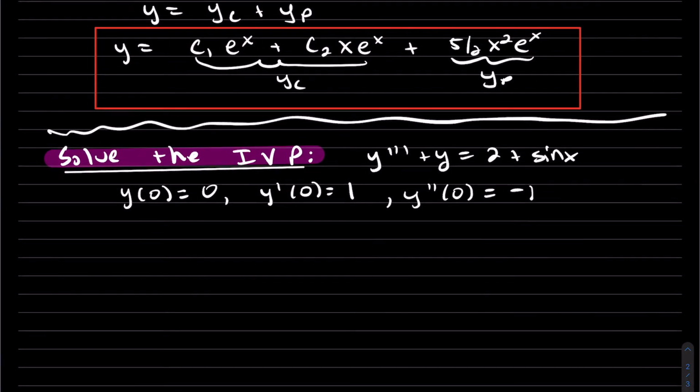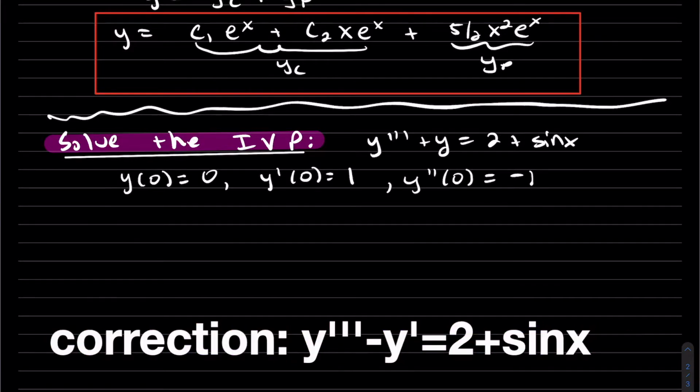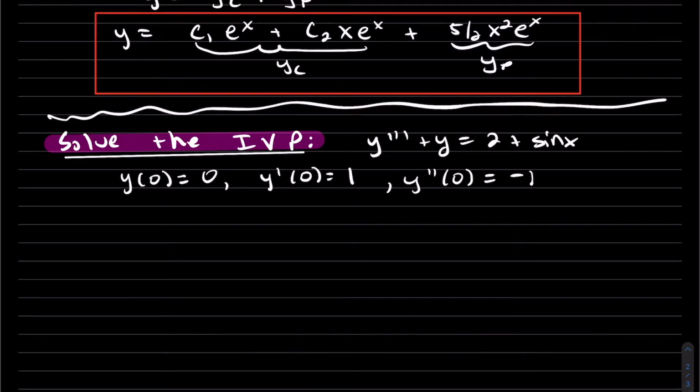So we're going to solve this initial value problem. It has a third derivative, so this is third order. Therefore we have 3 initial conditions to be able to solve it. We're going to start off again with my raw guess.